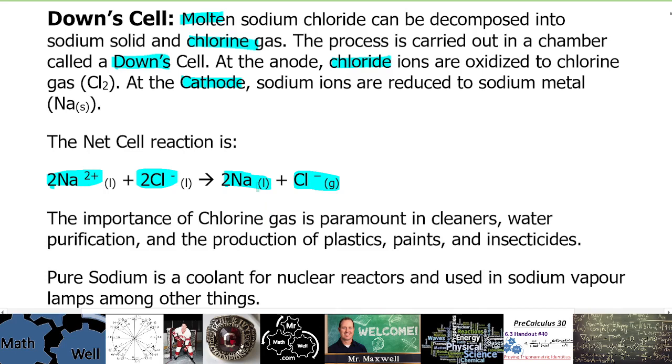The importance of chlorine gas is paramount in cleaners, water purification, and the production of plastics, paints, and insecticides. So chlorine is pretty important in our everyday lives. And also sodium, maybe not as common in our everyday lives, but pure sodium is a coolant for nuclear reactors, and it's used in sodium vapor lamps, among other things, but those are the initial things. So that's one application of electrolysis to produce these important chemicals for industry and that sort of thing.